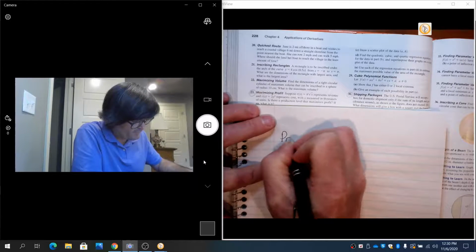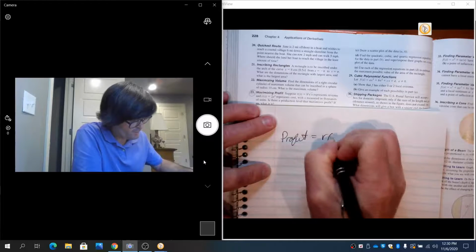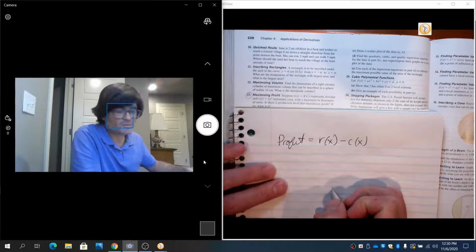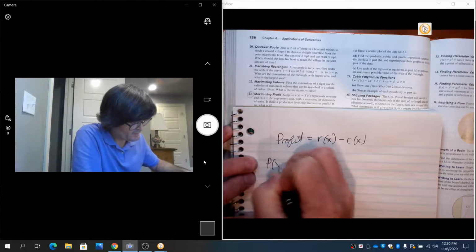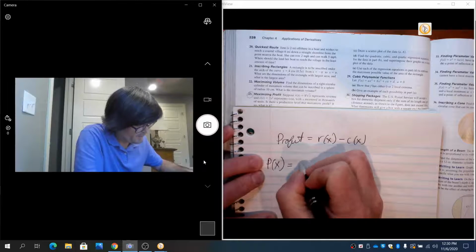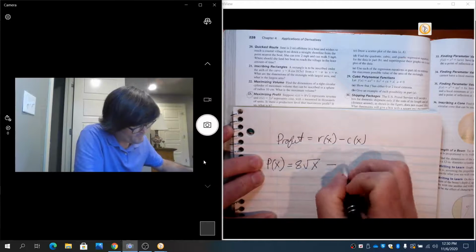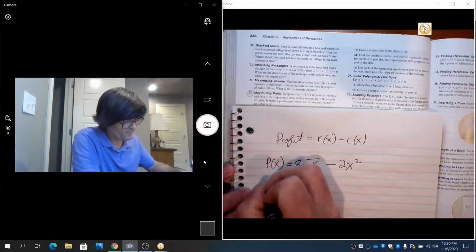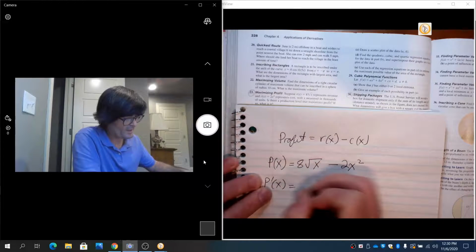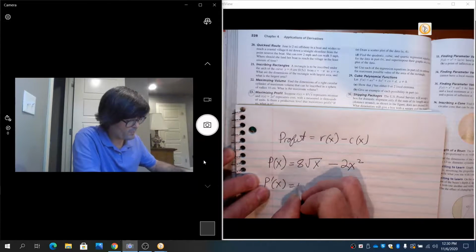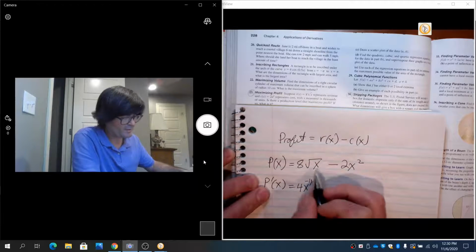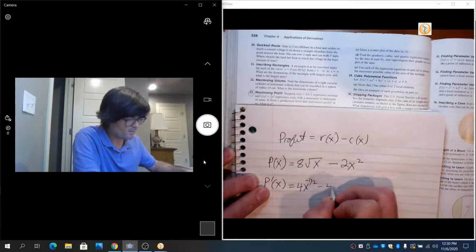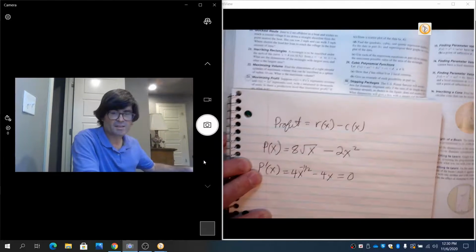So you got to remember, profit is revenue minus cost. And so in our case, profit as a function of x is going to be 8 roots of x minus 2x squared. To take the first derivative and then find the critical points, this is going to be x to the 1/2, by the way. You'll have 4 x to the negative 1/2. The 1/2 comes down, multiplies by 8, you get 4. Drop the power from 1/2 down to negative 1/2. Then we're going to set it equal to 0.